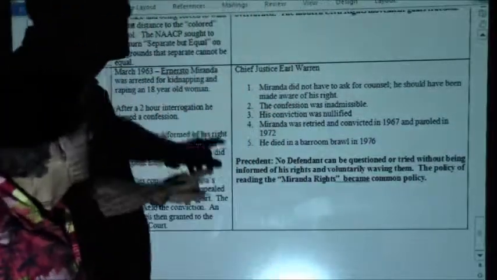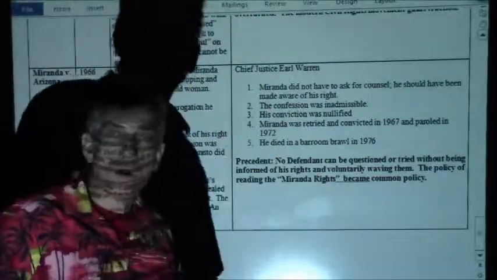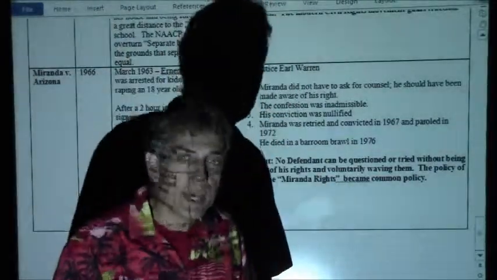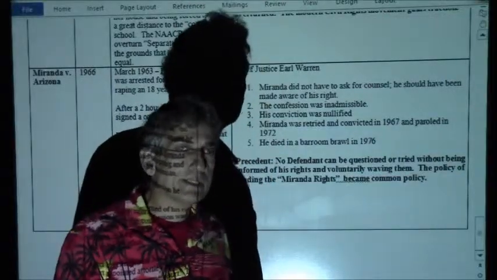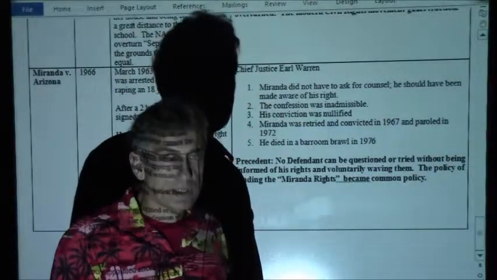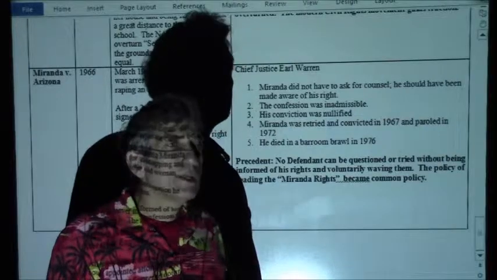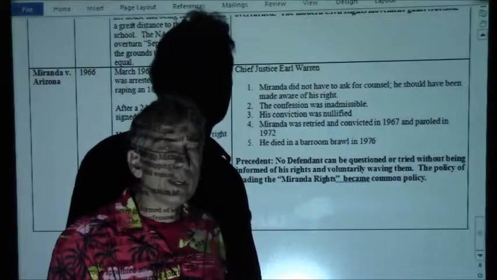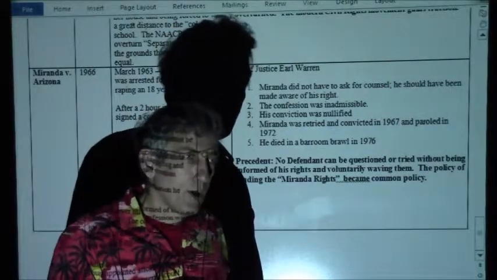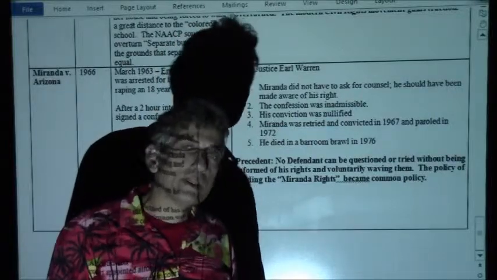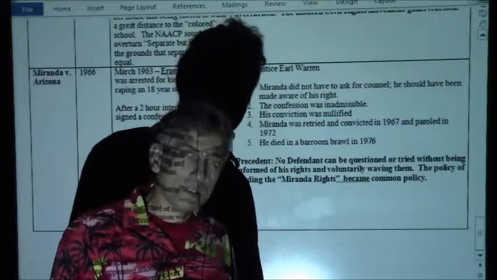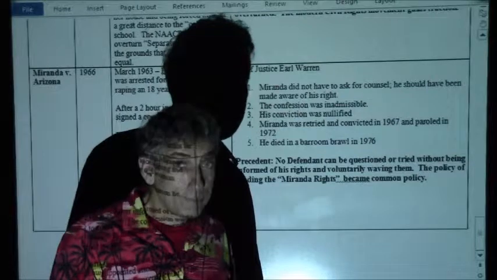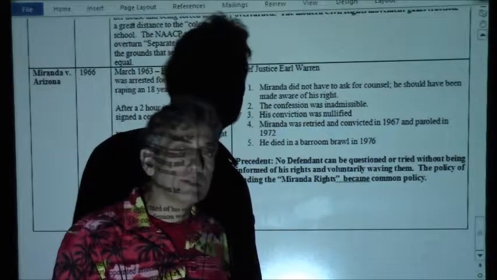And then he died in a barroom brawl in 1976. He was stabbed to death in a barroom in 1976. And supposedly, urban legend here, the police who arrested the person that stabbed him were taking a certain amount of pleasure in reading that person his Miranda rights, because Miranda had created a tough situation.